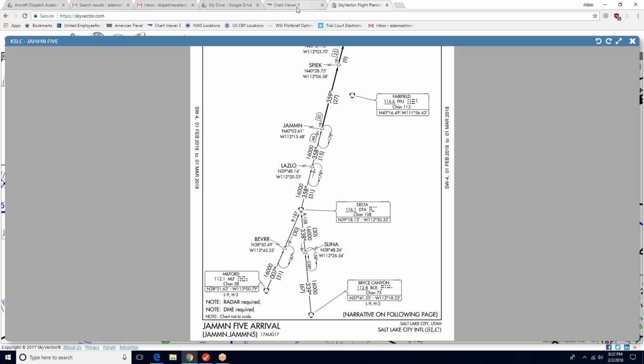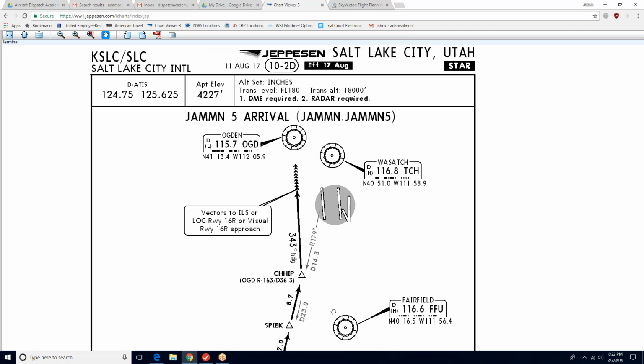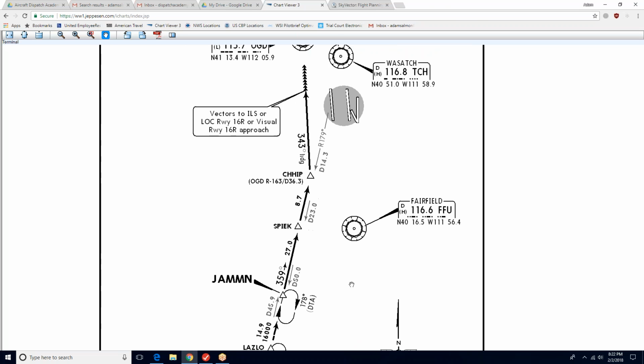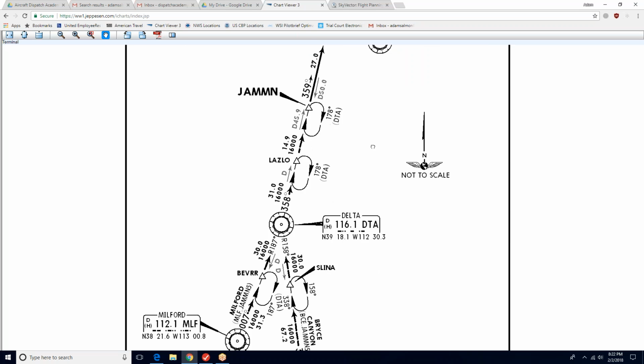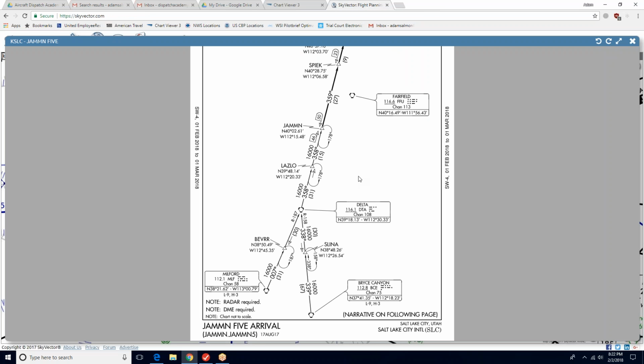You can kind of see, more or less, that it looks a little bit different than the one we just looked at. So here's the Jeppesen version. And there's the government version. So you can kind of see there's your altitudes, there's your headings, there's your Milford VOR. Everything. You can kind of compare them. If you ever have a chance, just look at them side by side and you can kind of see. But if you wanted to look at these, this is where they're at.